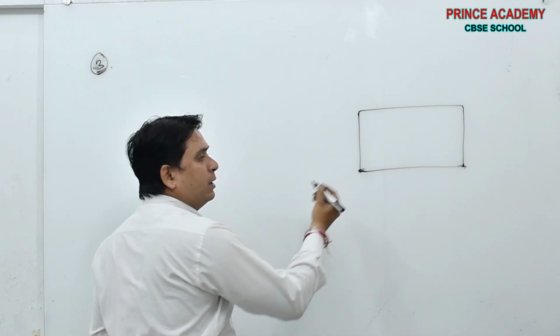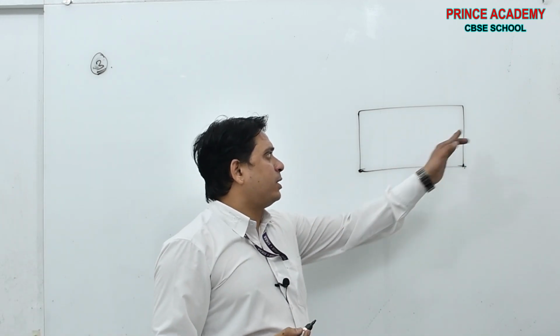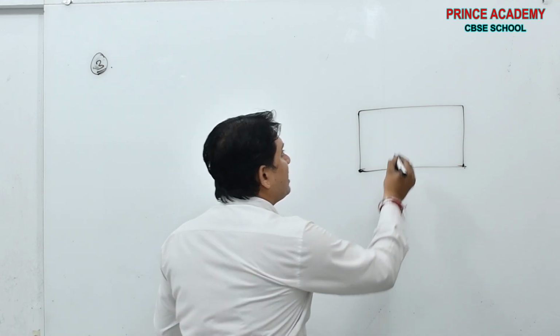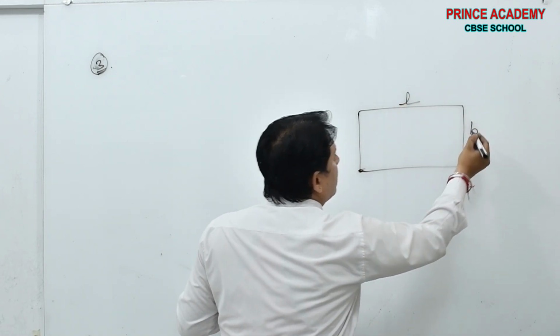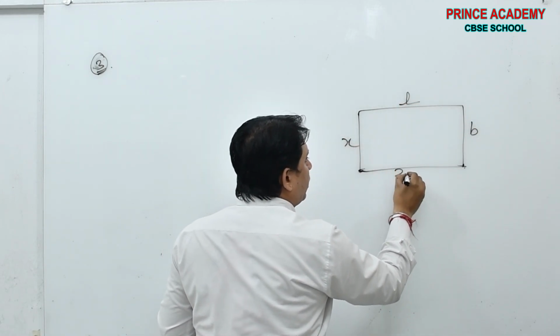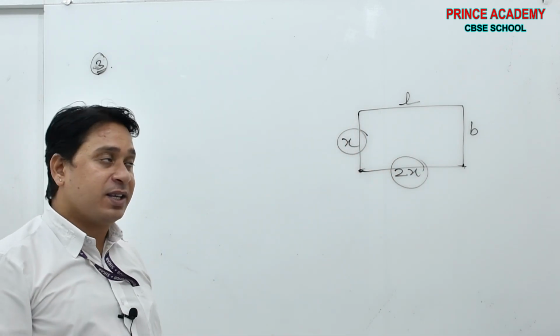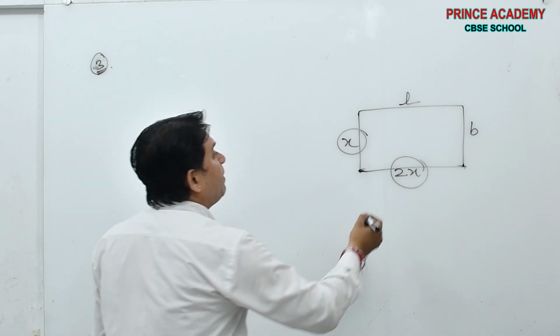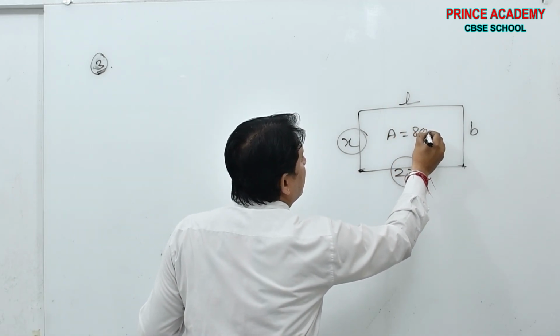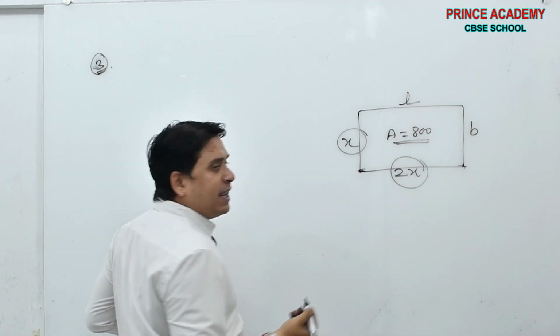We have to make such that length is double of breadth. This is length, this is breadth. Suppose this is x, it will be 2x, yes or no? Done, beta? Okay, this is the question. And area is given 800. L into B will be area.